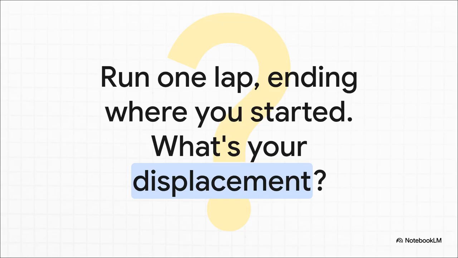If you run one full 400-meter lap on a track and you end up exactly where you started, you've run a distance of 400 meters, for sure. But what is your displacement? Think about it. The answer is 0, a big fat 0, because your final position is the same as your starting position, so you haven't been displaced at all. And that's the cool and sometimes tricky power of vectors.